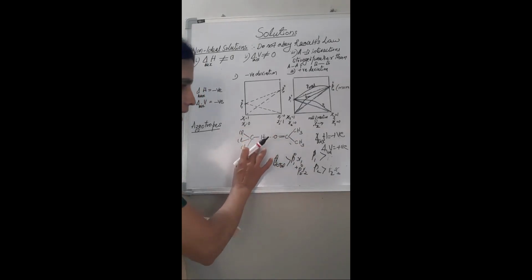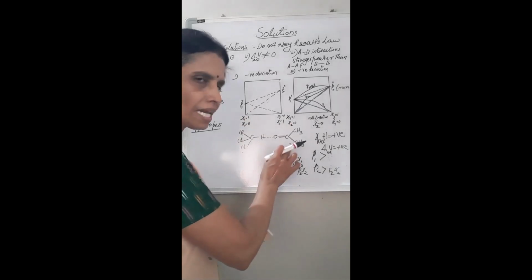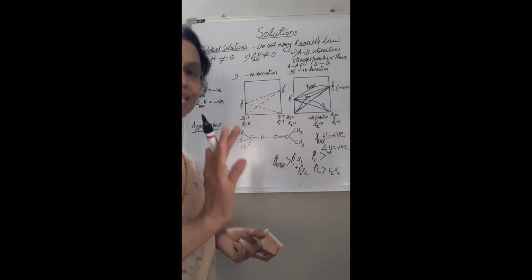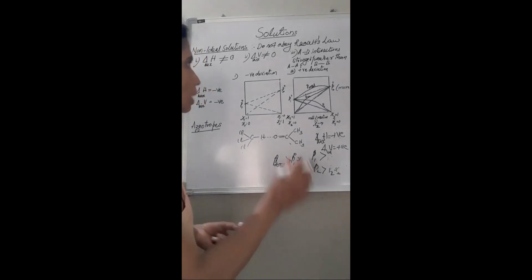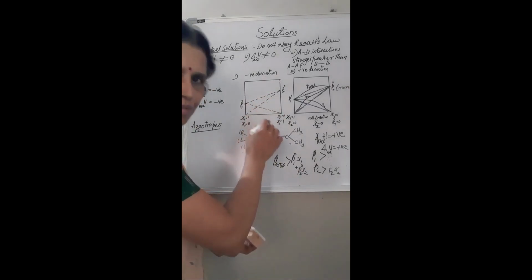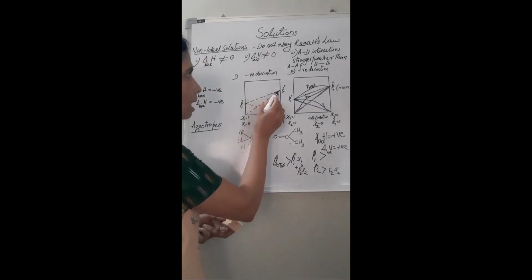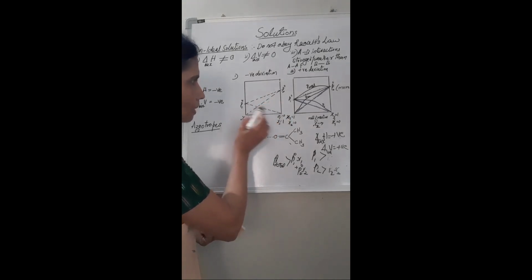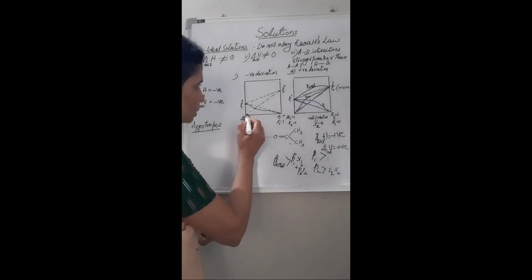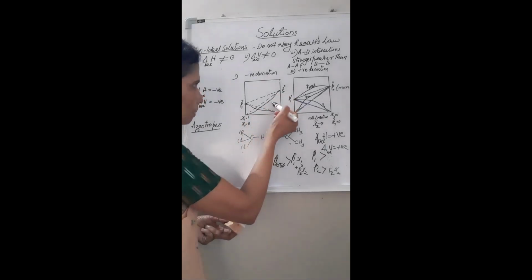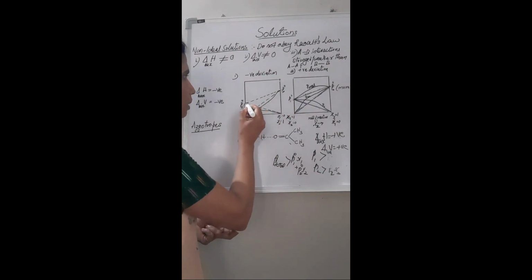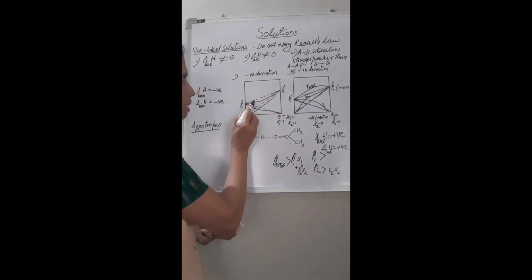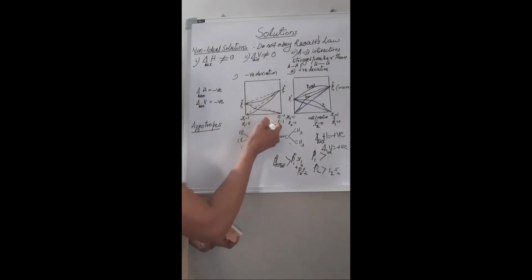So the escaping tendency of chloroform and acetone in this mixture decreases, and therefore the vapor pressure obtained will be less than that given by Raoult's law. So this is the vapor pressure given by Raoult's law. Now the observed will be less, so we get a curve below this, and therefore vapor pressure less than that given by Raoult's law. So total vapor pressure also will be less than that given by Raoult's law.